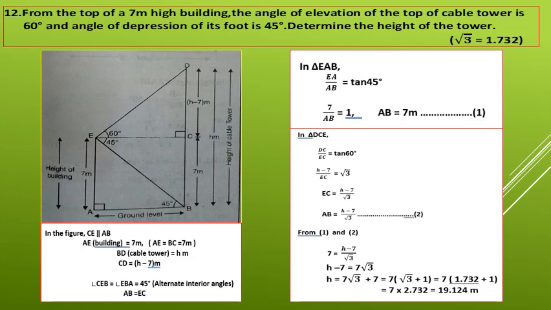We need to find the value of H. So we can take all the remaining values one side. So already we have 7 root 3. From LHS, the minus 7 will come to the RHS, it becomes plus 7. So 7 root 3 plus 7, that is equal to, if you take the 7 outside as common, 7 into root 3 plus 1. Root 3 value is given 1.732. Therefore, 7 into 1.732 plus 1, that is 7 into 2.732, that is equal to 19.124 meter. That is the height of the cable tower.